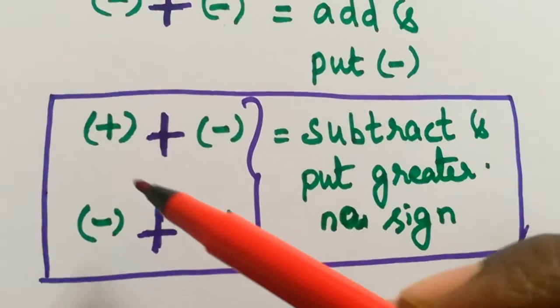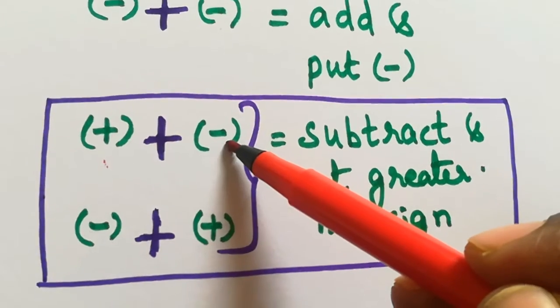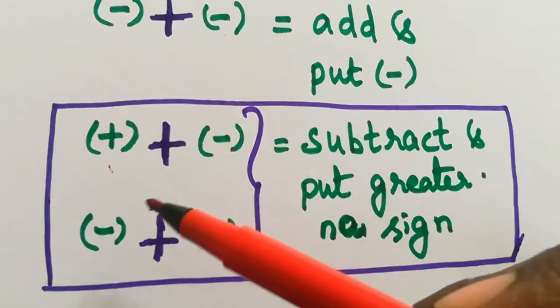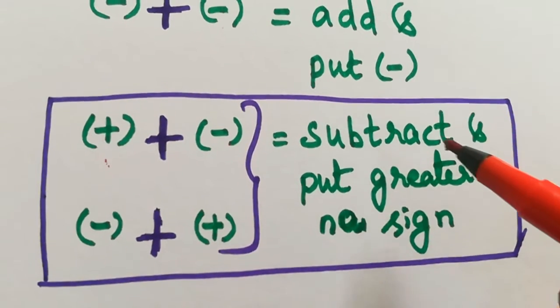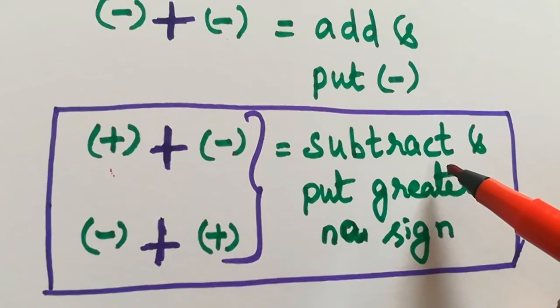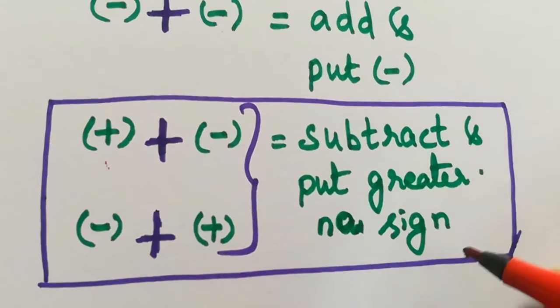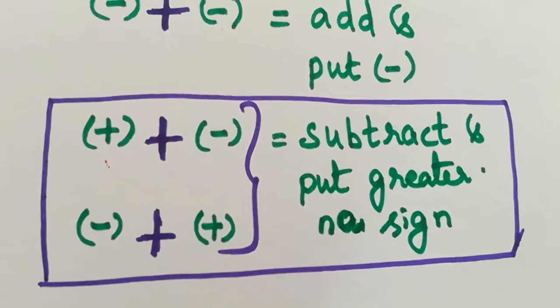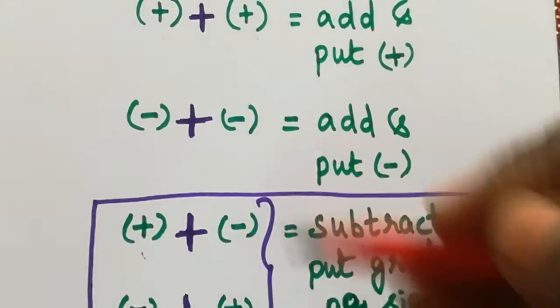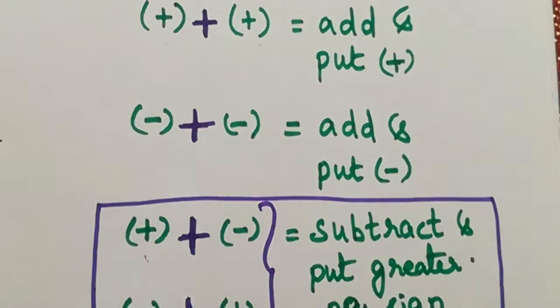When you add a positive number and a negative number, or a negative number and a positive number, you have to do subtraction, but you have to put the greater number's sign. Which number is greater, that symbol only you have to put. If you remember this, you can do the addition very easily.